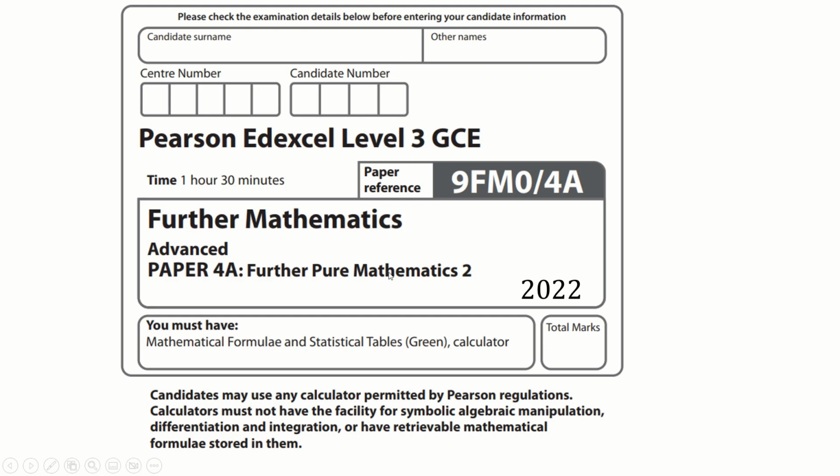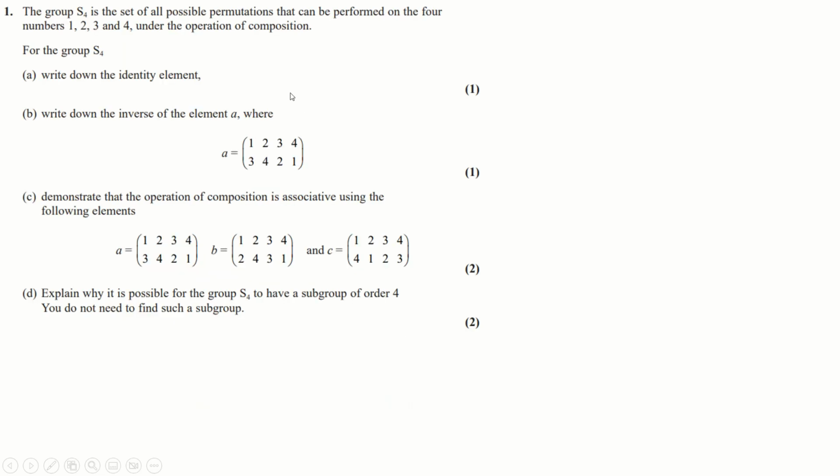So, Further Pure 2 from 2022. Question number 1 is about permutations on 1, 2, 3, 4. The identity is obviously when you just don't permute. So 1 goes to 1, 2 goes to 2, 3 goes to 3, 4 goes to 4.